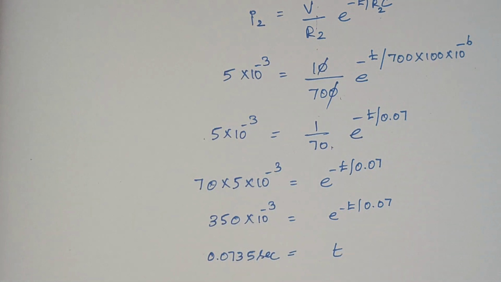So the next step is you have to take ln on both sides. So when you take ln on both sides and you solve, finally the value of t is calculated as 0.0735 seconds, right?